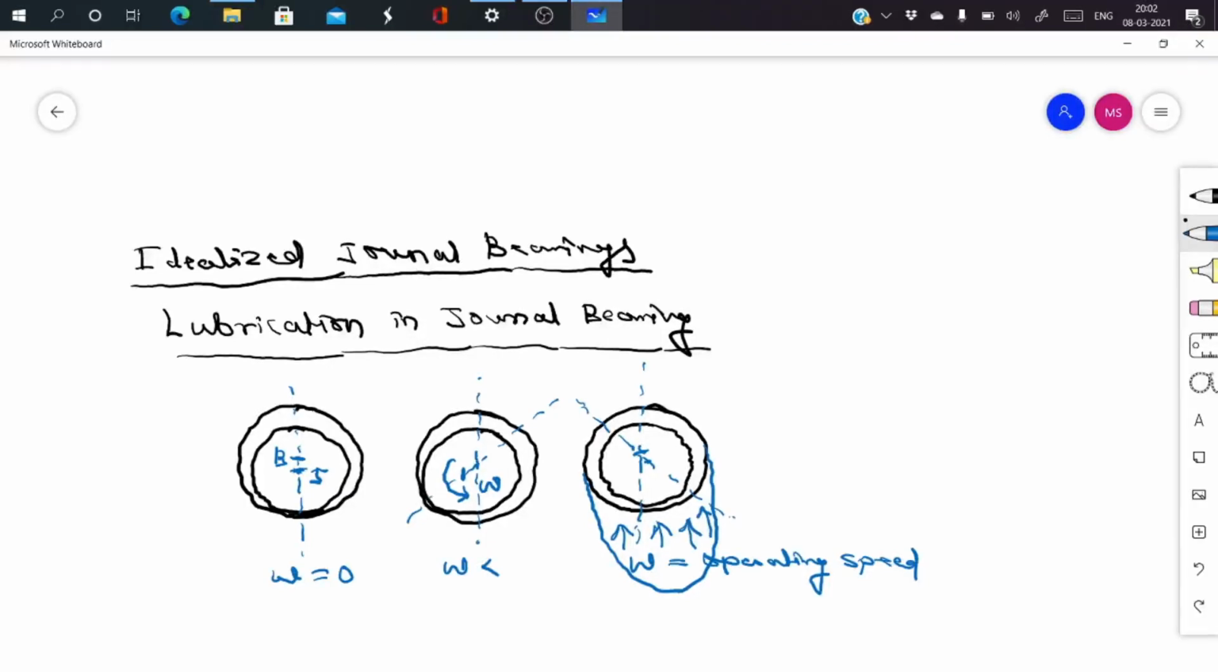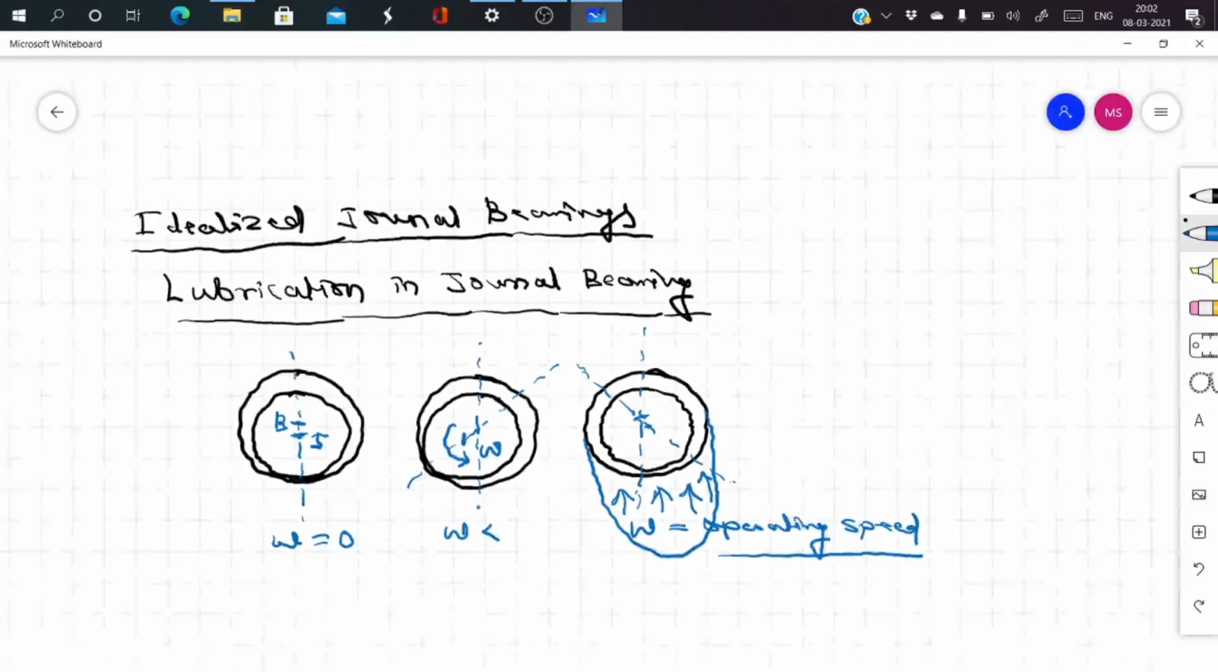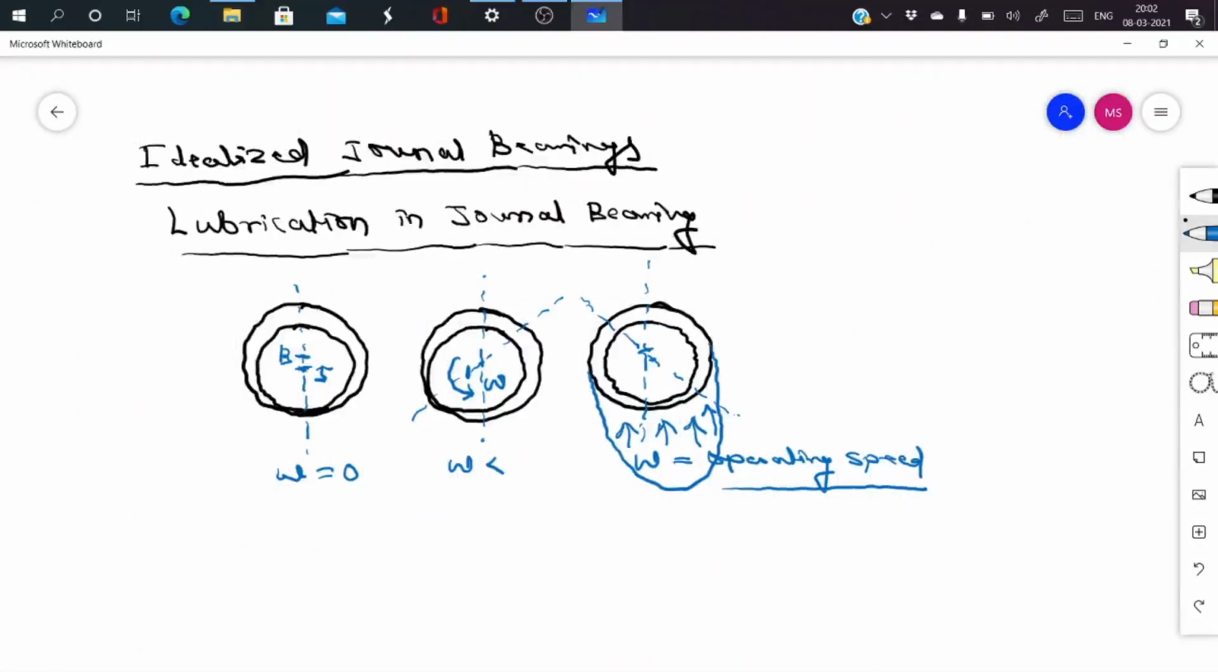Now when the journal goes from zero velocity or zero angular rotation to operating speed, it goes through various phases. The first one is zero or very low speed. This is called boundary lubrication.